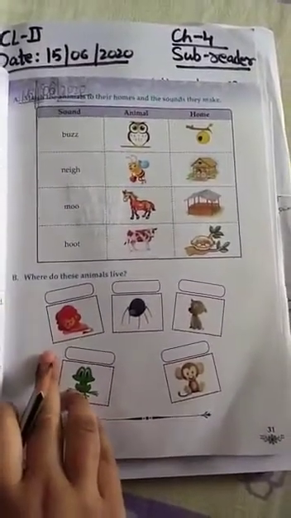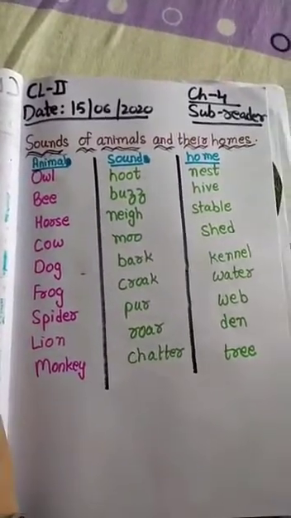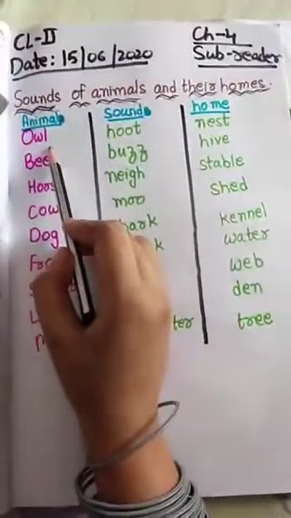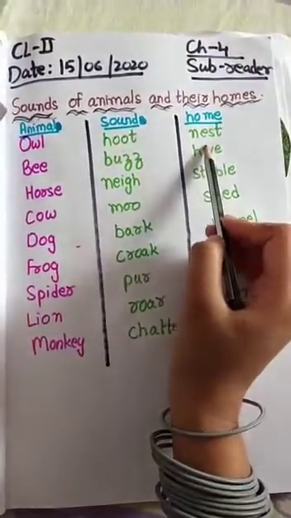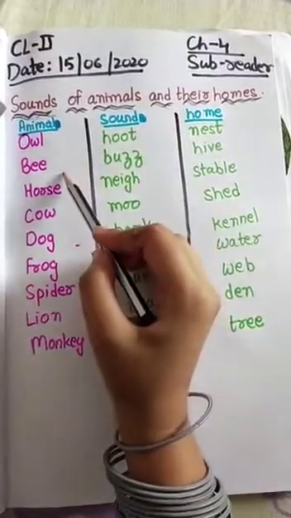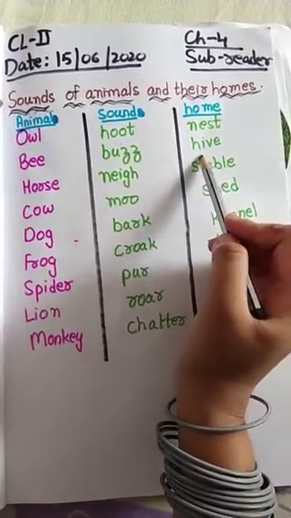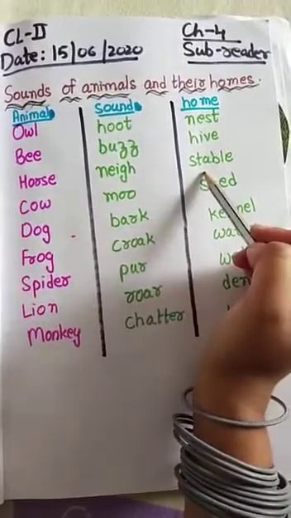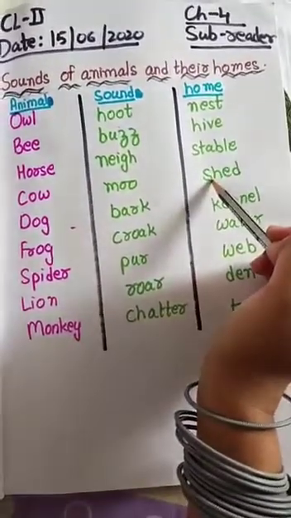See, which animal makes what sound and where do they live? Okay, so this is owl. Owl makes a hoot sound and it lives in a nest. Bee makes a buzz sound, it lives in a hive. Horse neighs, lives in a stable. Cow moos, it lives in a shed.